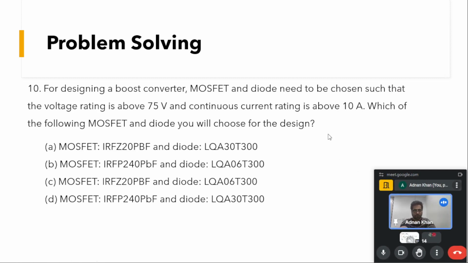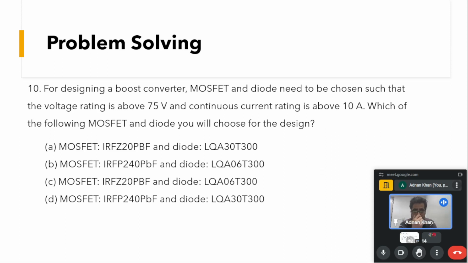So these were about the data sheets up to this. Now what is being asked in question number 10 is that we have to design a boost converter. For designing a boost converter, a MOSFET and a diode need to be chosen such that the voltage rating is above 75 volts and the continuous current rating is about 10 amps. Which of the following MOSFET and diodes will you choose for the design? So in the question itself, two things are given. We should have a voltage rating above 75 and a current rating above 10 amps. So these two conditions we should satisfy.